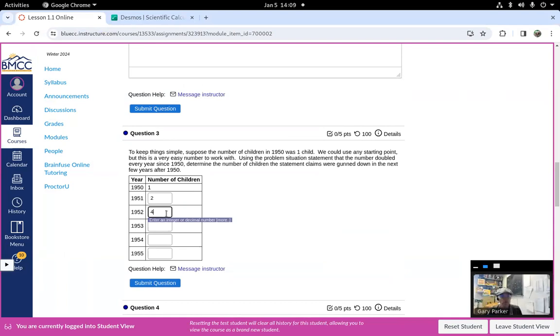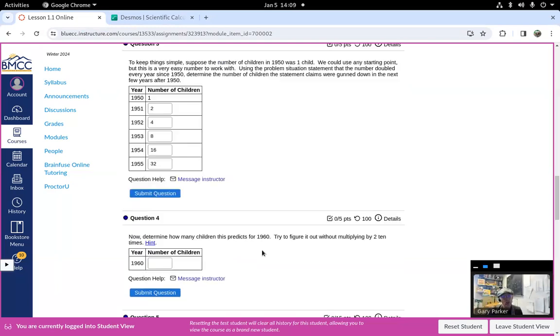1952 would be 4. 53 doubles again, 8. Isn't too bad. Doubles again, we get a 16. 55 doubles again, that's a 32. And I've got to work my way up to 1960.